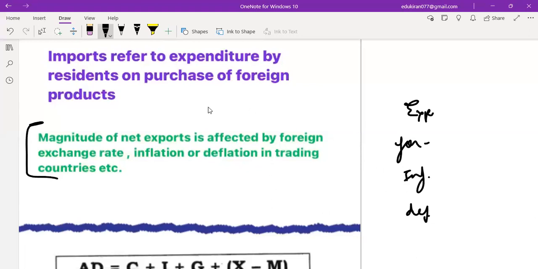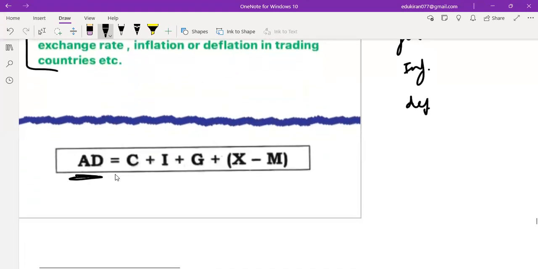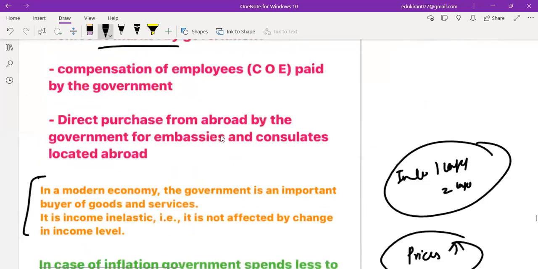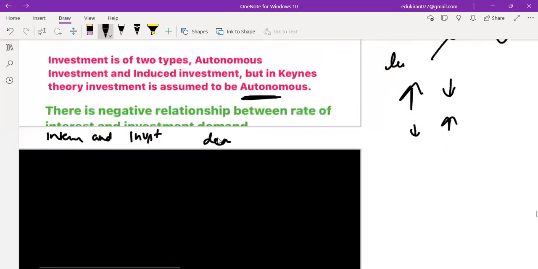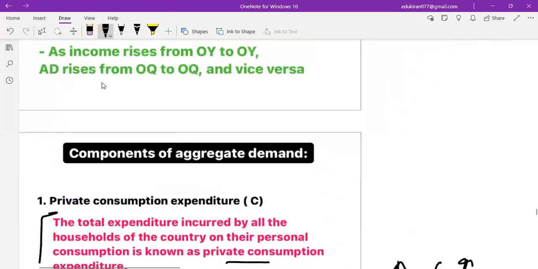Clear? So your aggregate demand is finished over here. Aggregate demand is C plus I plus G plus net exports: consumption by private, investment, government, and your net exports. Clear? Yes, ma'am. Okay, so we will quickly give the reading within 5 minutes from here, and then we will move to the next.